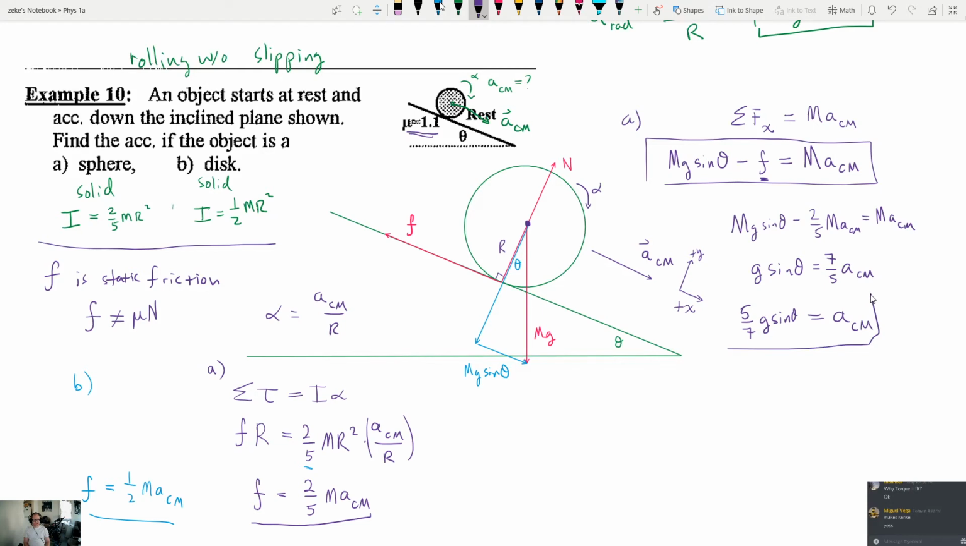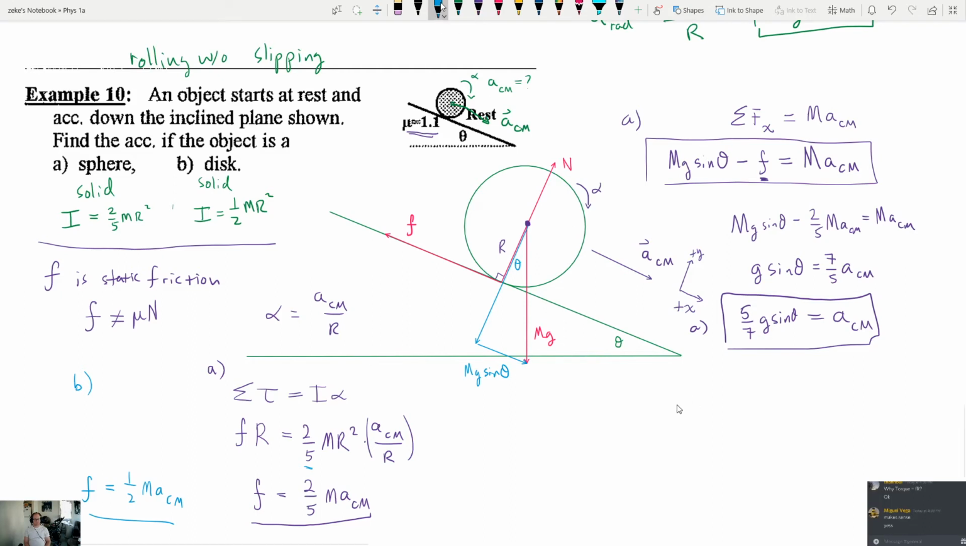which is exactly 5/7 of what the acceleration would have been if this was just a box sliding down a ramp. So it accelerates a little bit more slowly than a box would. Of course, this box would have to slide without friction. This one's sliding with friction, and it's moving this fast. So that's the answer to part A.